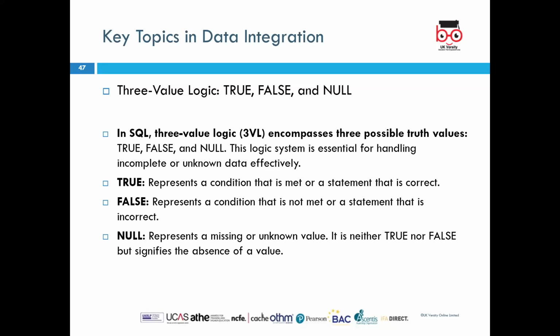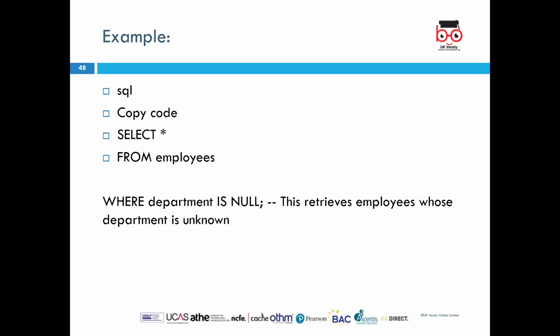False now represents a condition that is not met or a statement that is incorrect. And null now represents a missing or unknown value, which is neither true nor false, or signifies the absence of a value. Here we have an example of where the department is known, and this is going to retrieve employees whose department is unknown.